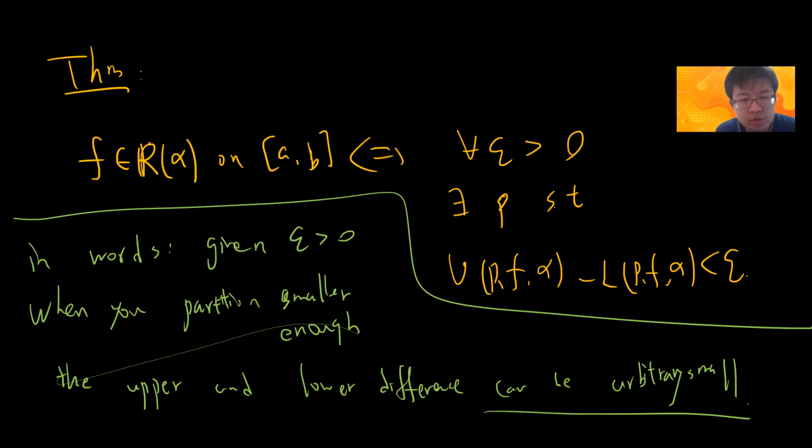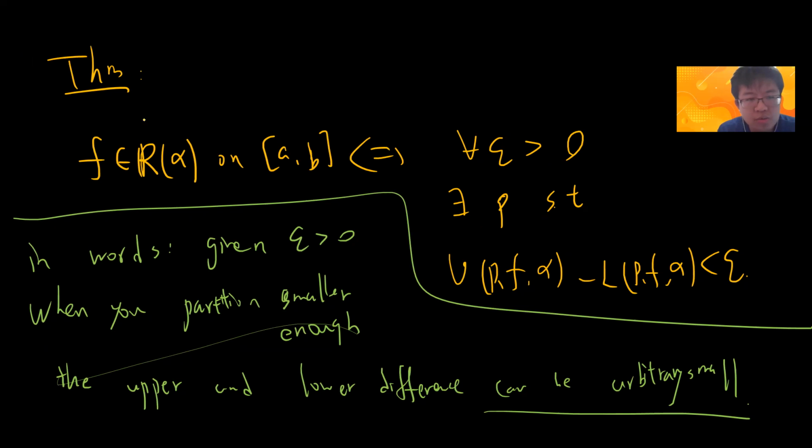So this theorem says that f is Riemann-Stieltjes integrable with respect to alpha on the closed interval if and only if for every epsilon greater than zero, there is a partition P such that the upper sum minus the lower sum is less than epsilon. Okay, so let's give it a proof. Probably this is the starting point of this chapter.